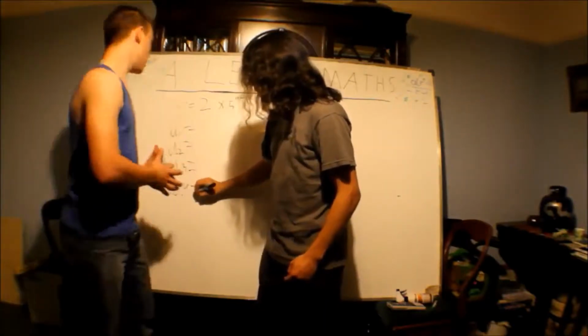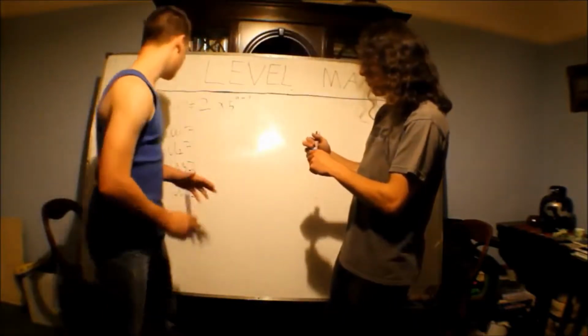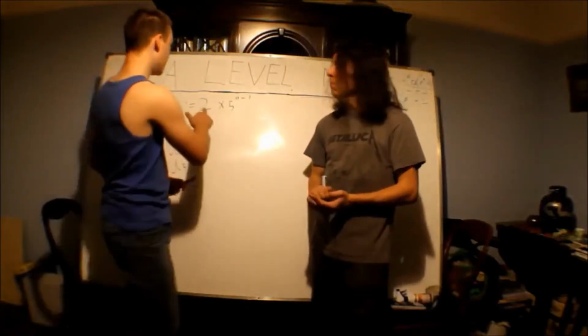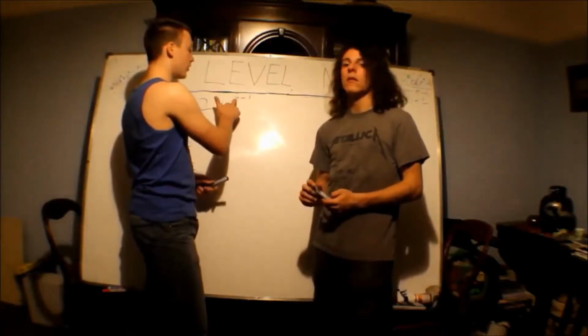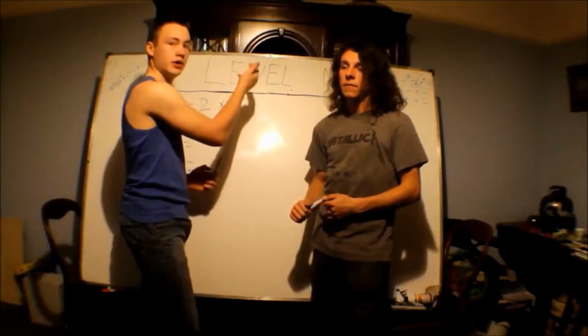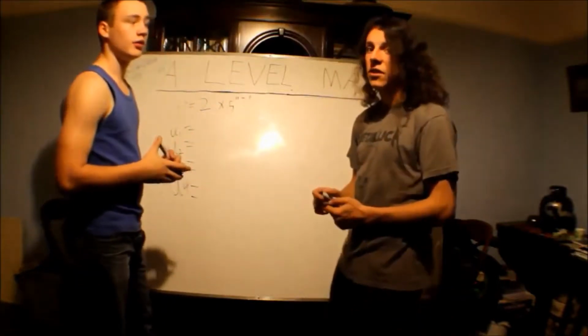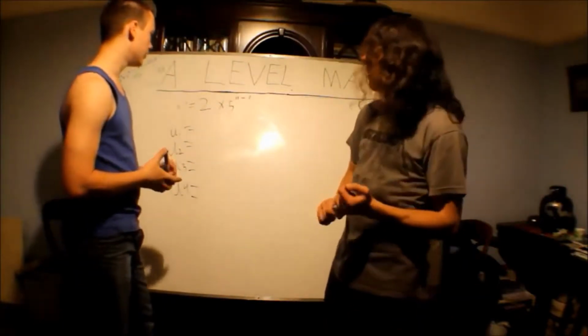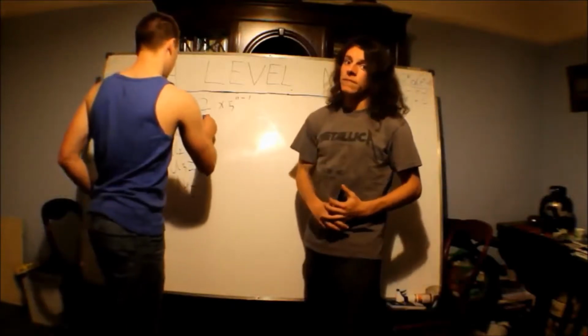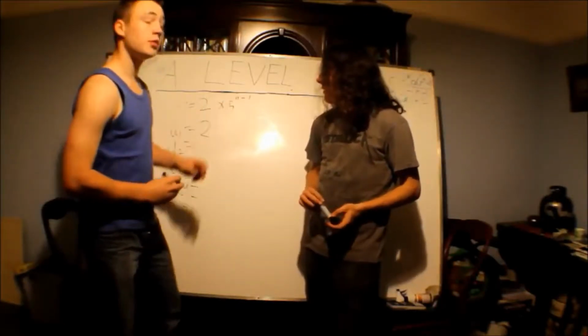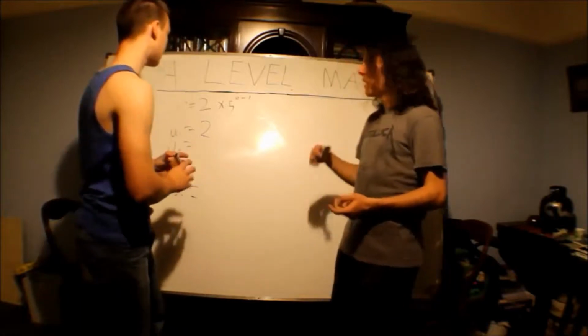So what we've got to do is, n is essentially the term, so U1 is the first term: 2 times 5 to the power of 1 minus 1, which is to the power of 0. From our indices, we should know that anything to the power of 0 is 1. So 2 times 1, that's 2. Then you put 2 in, because it's the second term, and you keep it up like this.